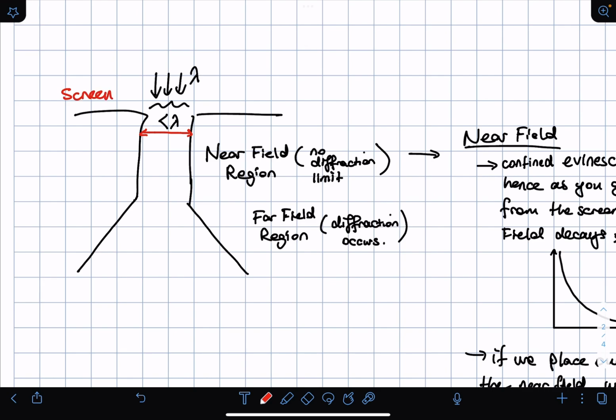This is our aperture, and as can be seen, our aperture is smaller than the lambda, and we have our incident light coming from upside. Near field region and far field region will be created as a result of this aperture on our screen. On near field region, there is no diffraction limit, whereas the diffraction is dominant in the far field region.